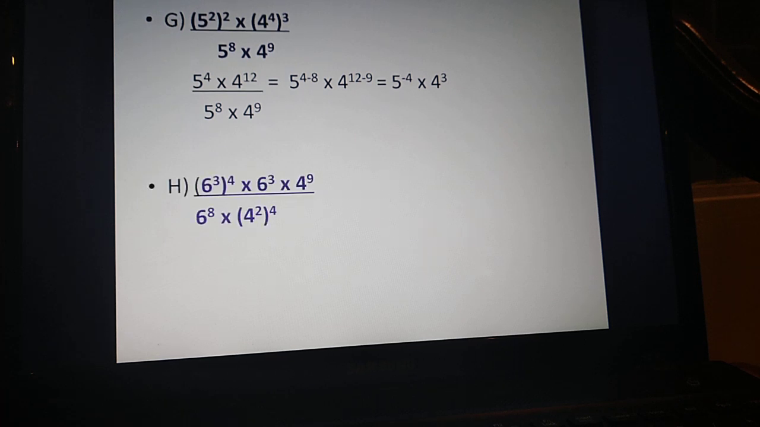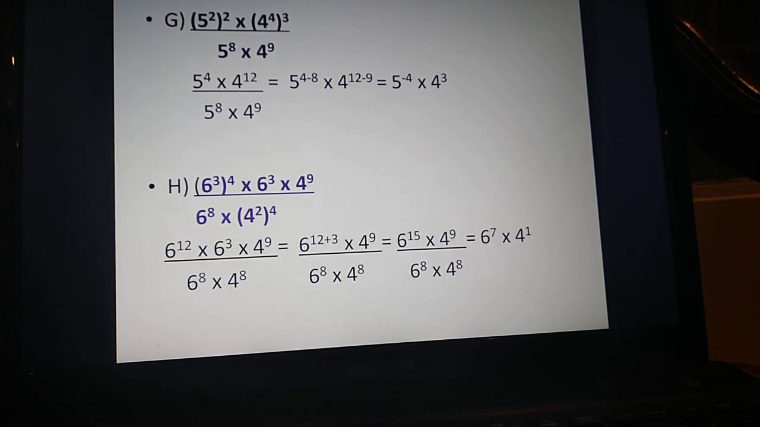Okay. Now pause the video and try H on your own. Welcome back. You should first of all multiply indices in brackets, get rid of the brackets. This is 6 to the power 12, and the 4 below becomes 4 to the power 8. Focus with me. 6 to the power 12 multiplied by 6 to the power 3 multiplied by 4 to the power 9. The denominator is 6 to the power 8 times 4 to the power 8.